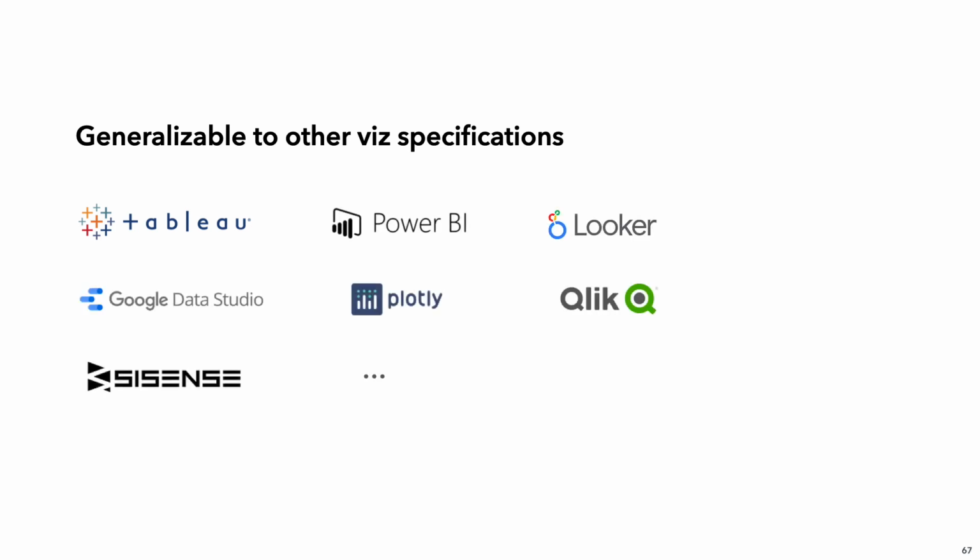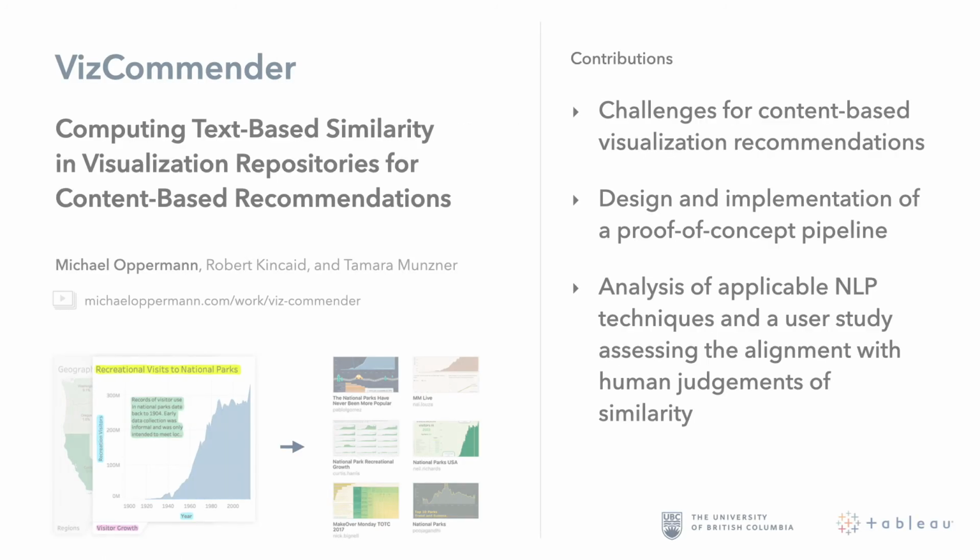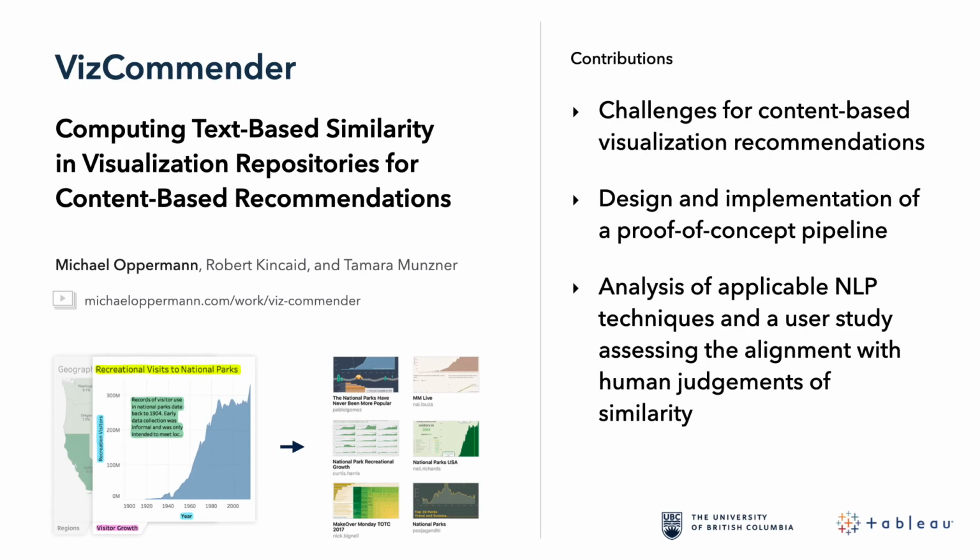In this project, we are focused on Tableau workbook specifications. But most visualization systems such as Power BI, Qlik, or Looker have similar textual features for describing visualizations. The feature extraction depends on the specification format, but the basic process we outline in our paper and the findings of the user study should be applicable to any repository of machine-readable Viz specifications. Please have a look at our paper for a detailed discussion of challenges related to content-based Viz recommendations.